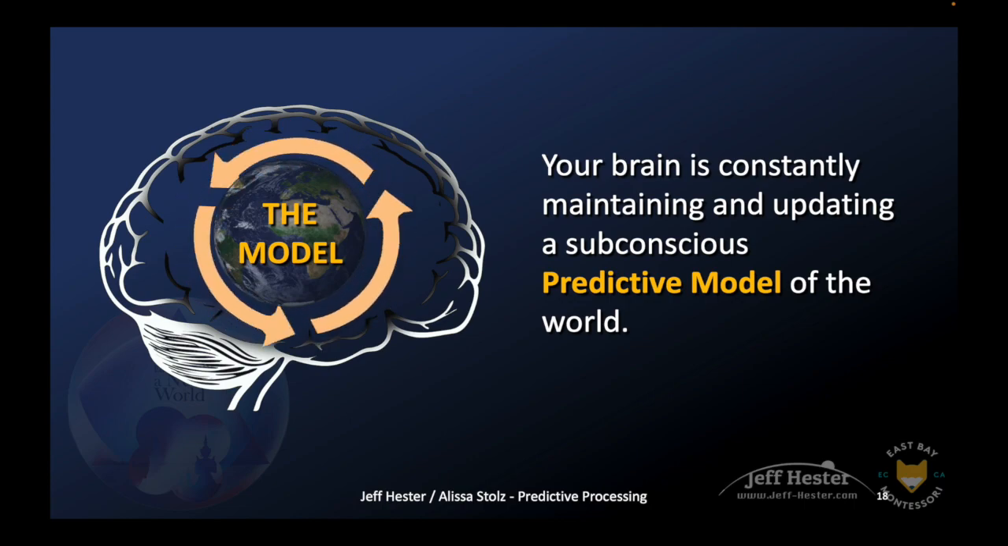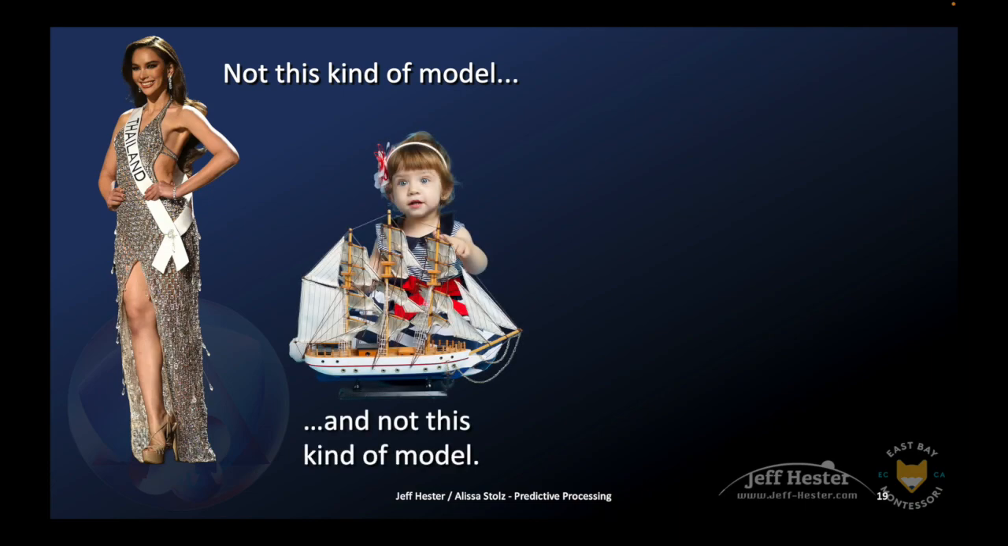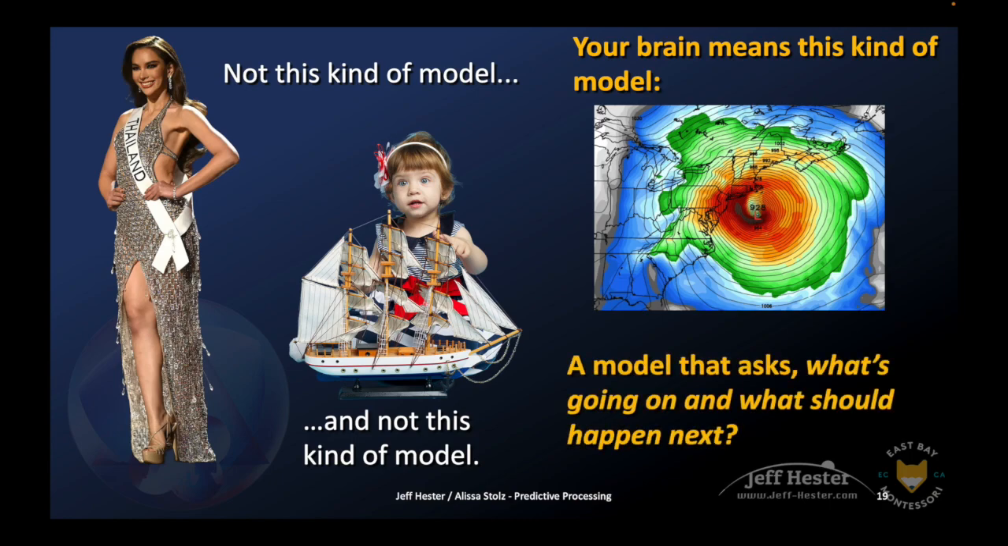It's modeling the world. Now, modeling is a little bit of a technical term. We're not talking about this kind of a model. We're not talking about this kind of a model. When we talk about the model of your brain, we're talking about something that's more like this kind of a model, more like a weather model. And what that weather model does is it takes all of the available information, everything it knows about the world, and then asks the question, what's going on out there and what should happen next?